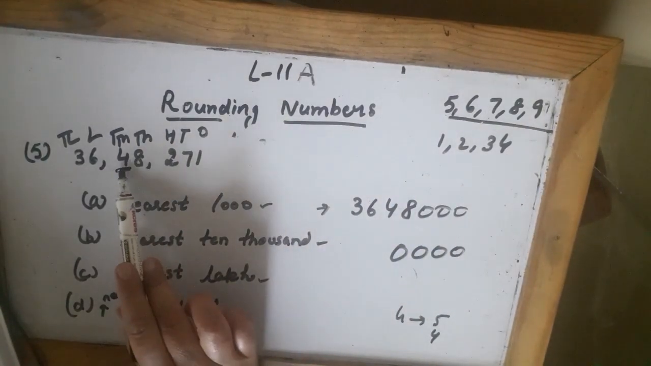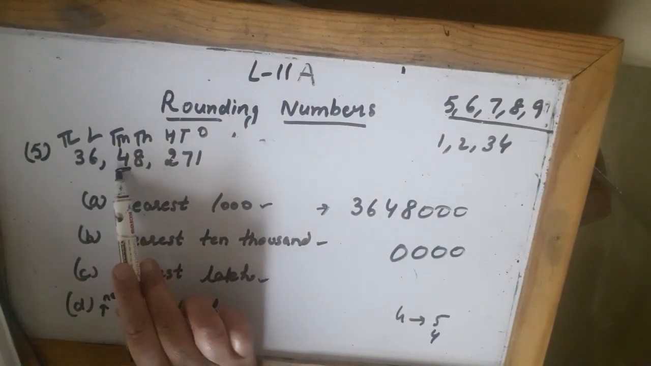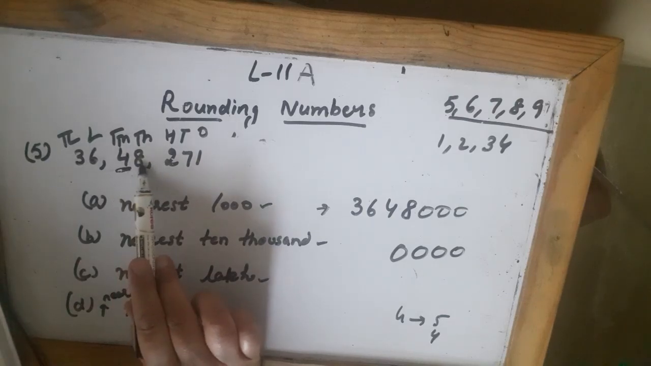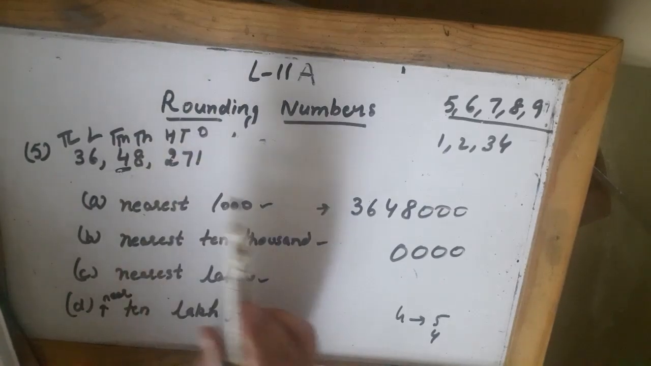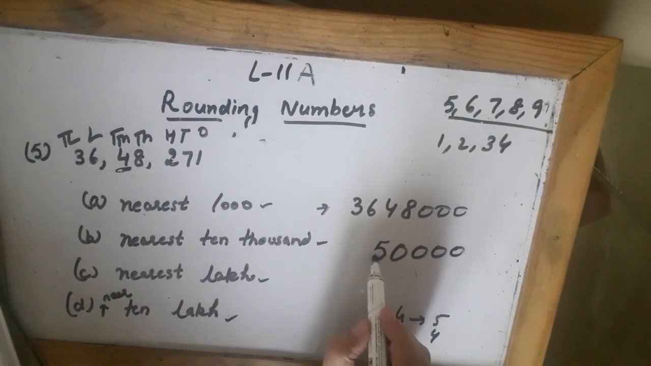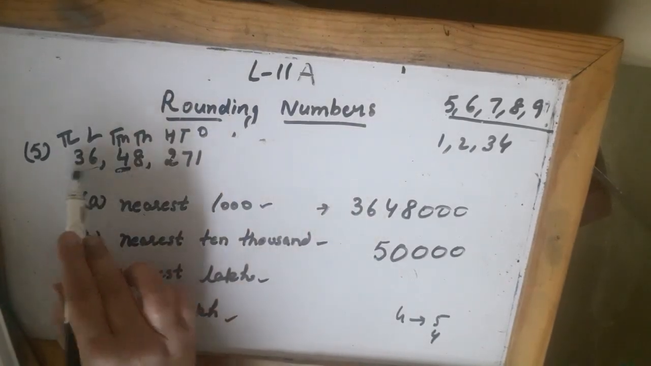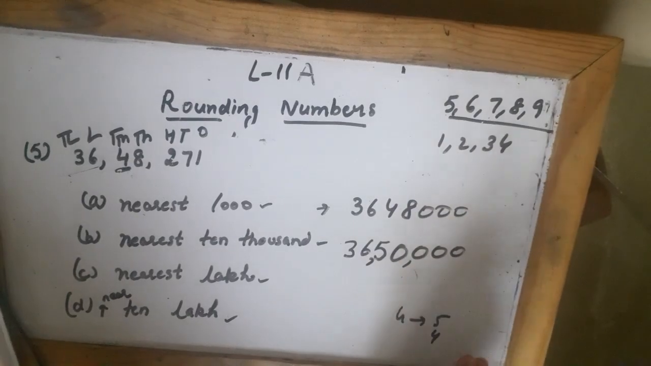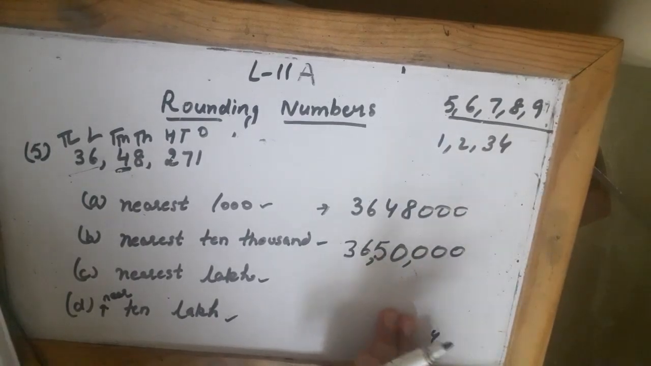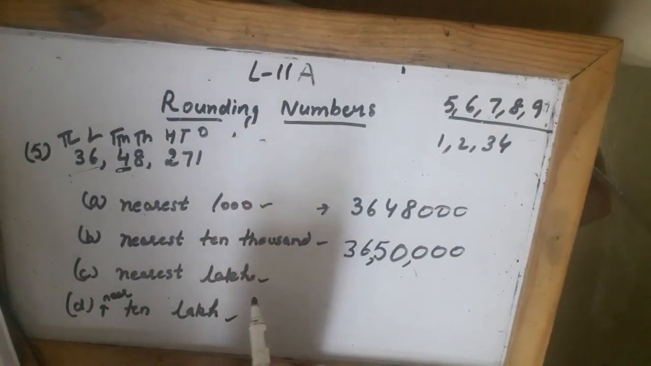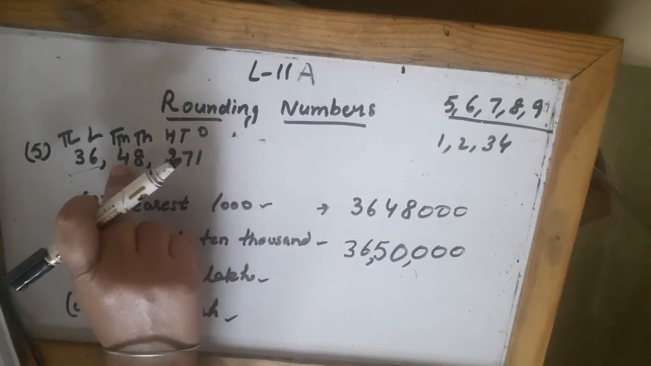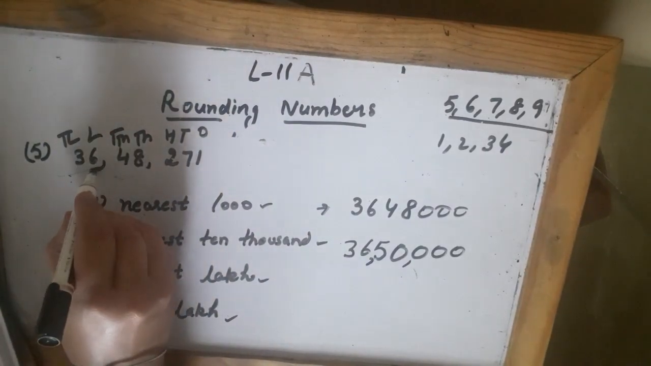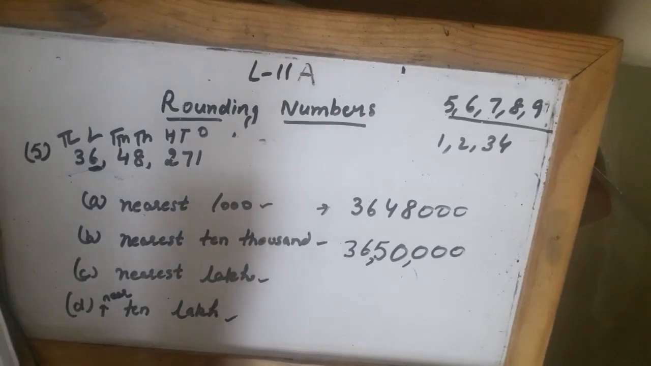So how I will decide? I will look at the next digit, bilkul saath wala, at the thousands place. Now because this thousands place number is bigger than 5, it means 4 will change into next digit 5. Or piche wali digit will remain the same. So this becomes 36,50,000. Now nearest lakh. So what I'll do, I will mark the lakhs place, which is 6.